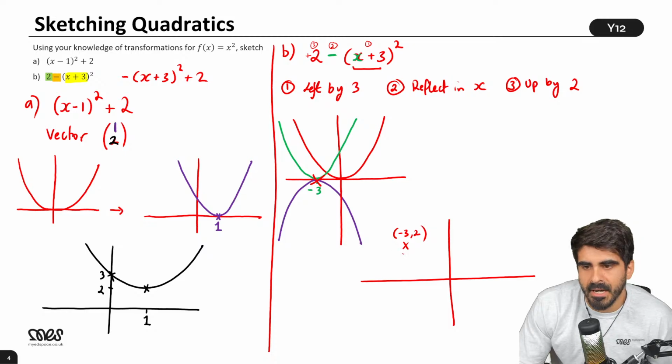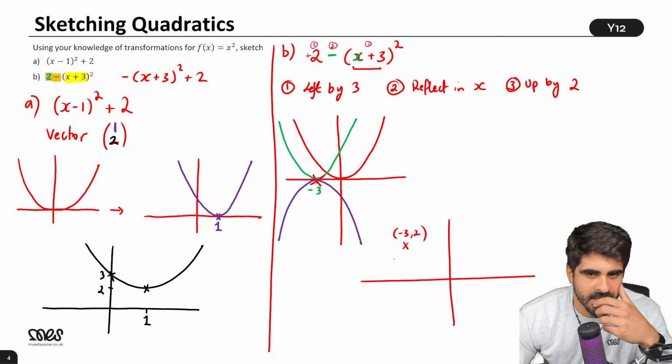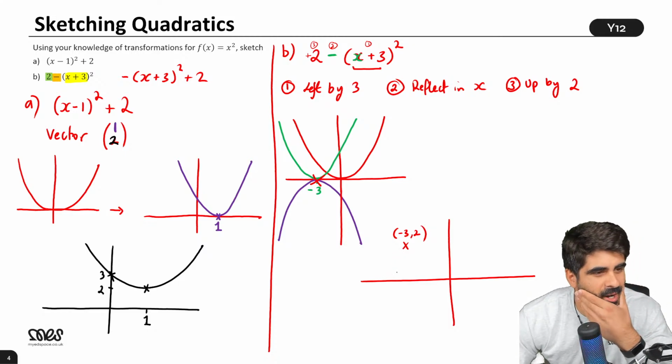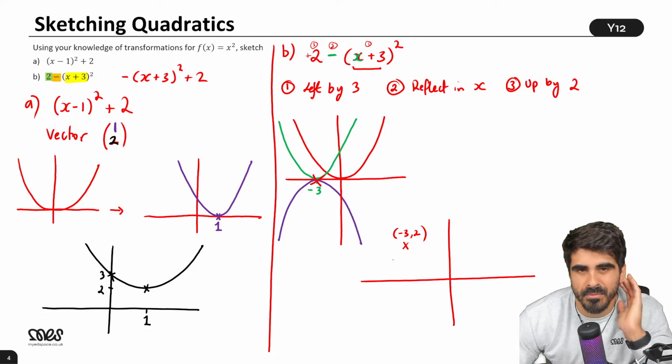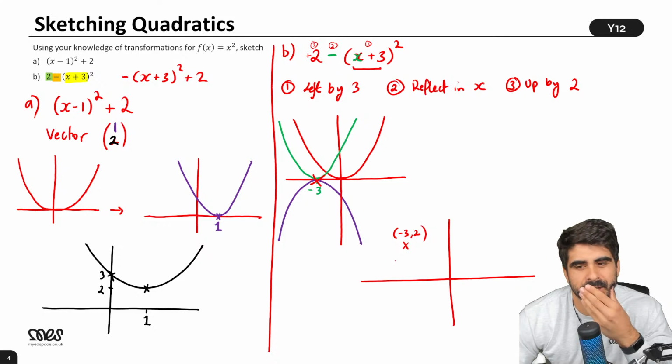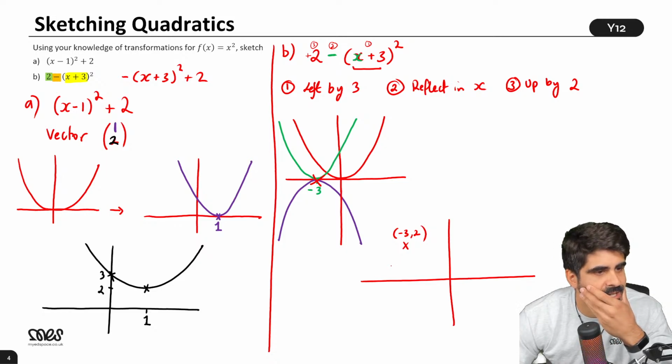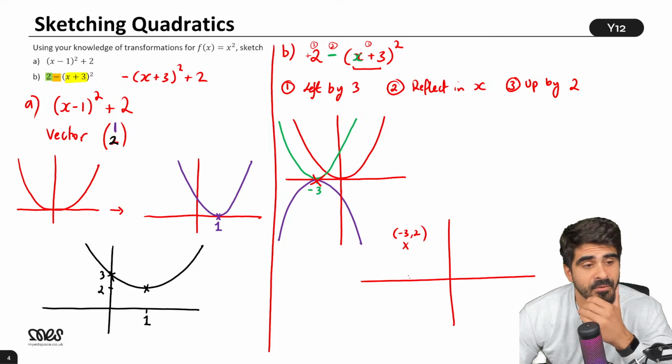Now, I'm having some issue drawing this right now. Does anyone know why? I'm not 100% sure. There's something I'm not too sure about. I have to be very careful here. Let's see who knows. What's the issue with the way I draw this? I mean, I did go up by 2. Halima, yes, the y-intercept.